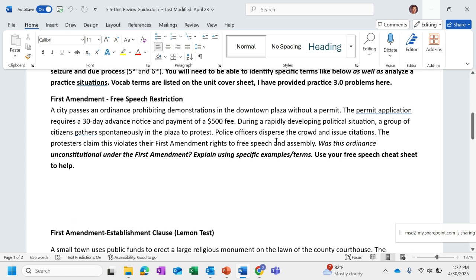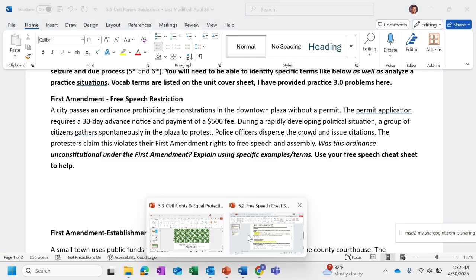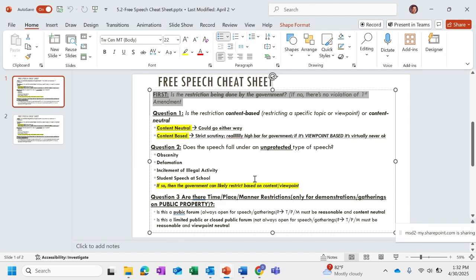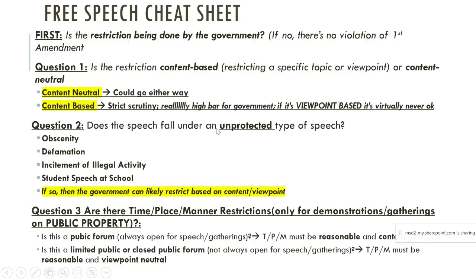So, here's what we got here. Where are we at? So, free speech. Let's just walk through what it says on the cheat sheet for us. So it is by the government.